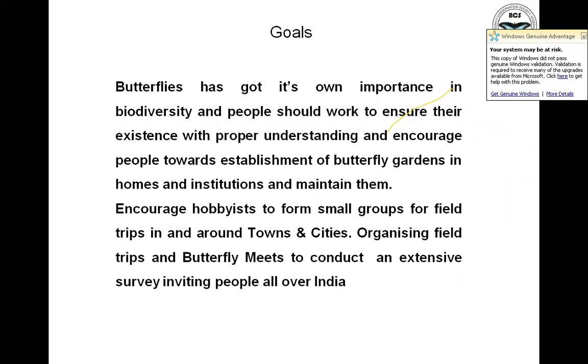In our ecosystem, butterflies have their own importance in biodiversity, and people should work to ensure their existence with proper understanding. Encourage people towards the establishment of butterfly gardens in their homes and institutions and maintain them, and encourage hobbyists to form small groups for field trips in and around towns and cities, organizing field trips and butterfly meets to conduct extensive surveys, inviting people from all over India. These are my suggestions.